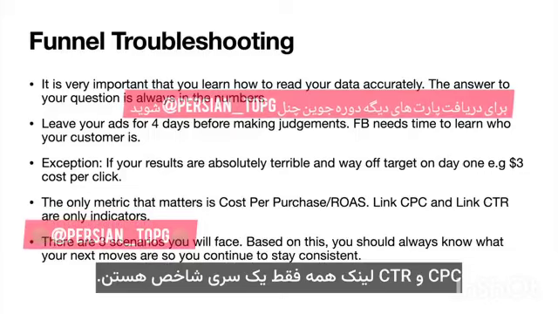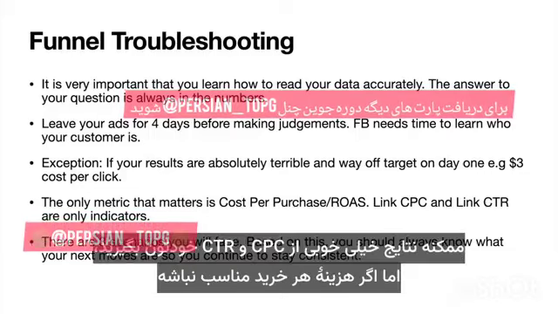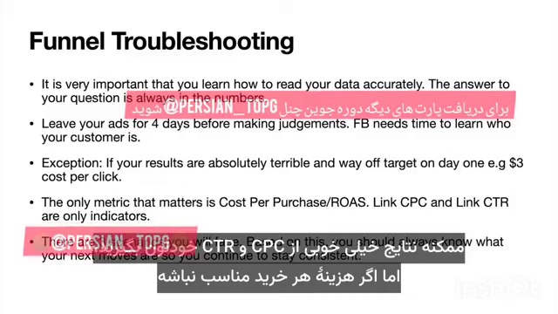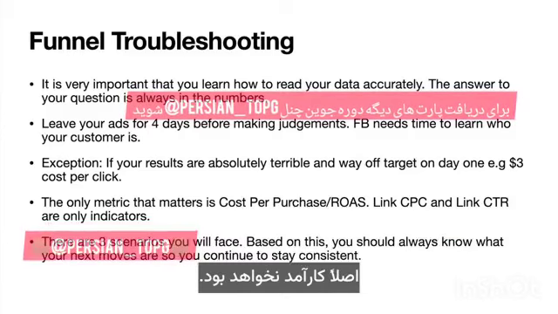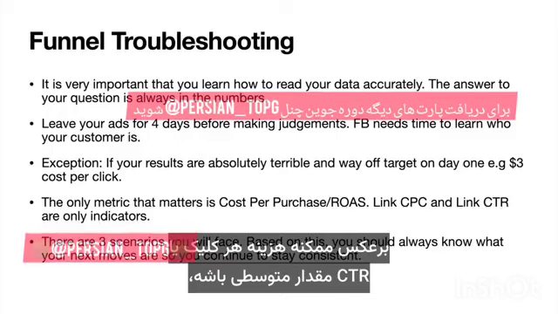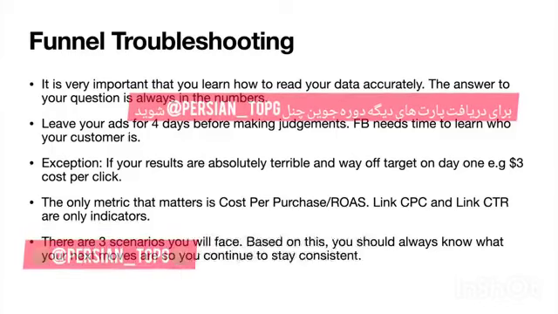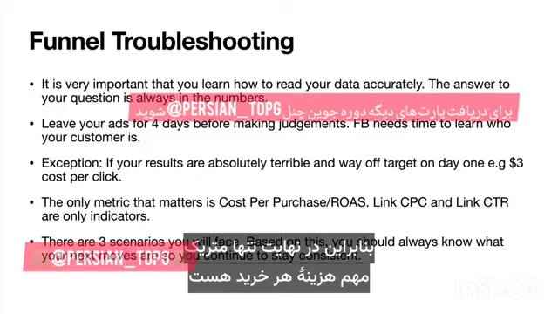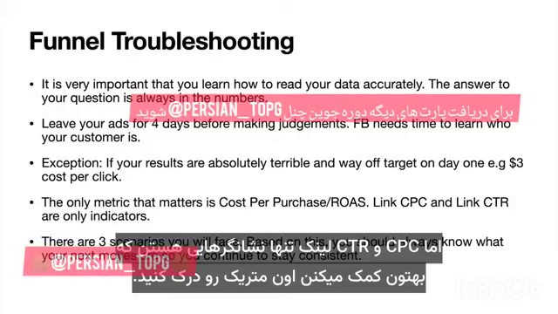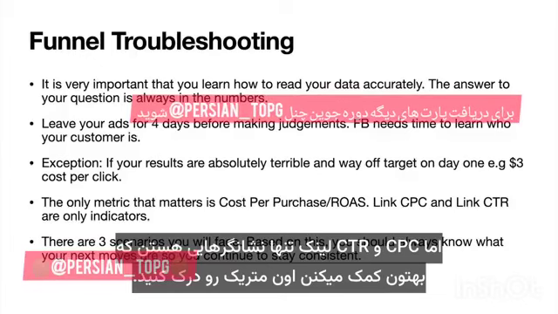Link CPC, link CTR, they're only indicators, right? You could have incredible metrics for your CPC and CTR, but if the cost per purchase doesn't back out, it means nothing, right? Inversely, you can have average cost per click, average CTR, but if your cost per purchase is good, that campaign is good. So at the end of the day, the only metric that matters is your cost per purchase, but the link CPC and link CTR are only indicators that can help you understand that metric.